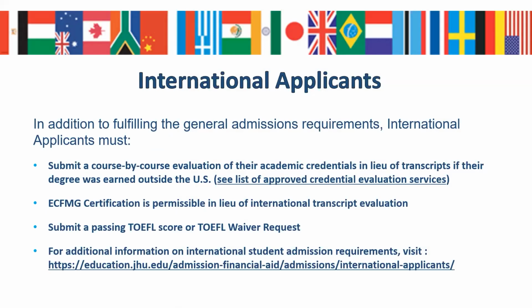And there are a few additional steps you need to take in order to complete the application process if you're an international student. If your degree was completed outside of the US, you will need to complete a course-by-course evaluation. Additional information can be found on our school's website. You'll also need to submit a TOEFL or IELTS score. And then the ECFMG certification can be sent in lieu of an international transcript evaluation. Again, if you have any questions regarding international student admissions, please visit our school's website.